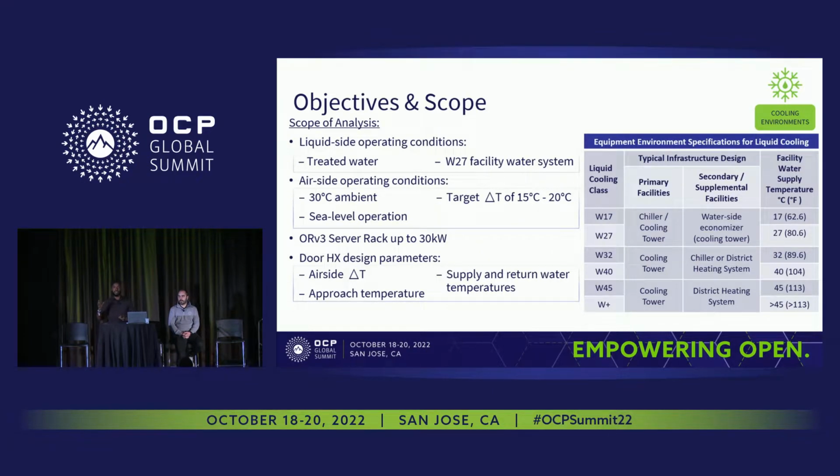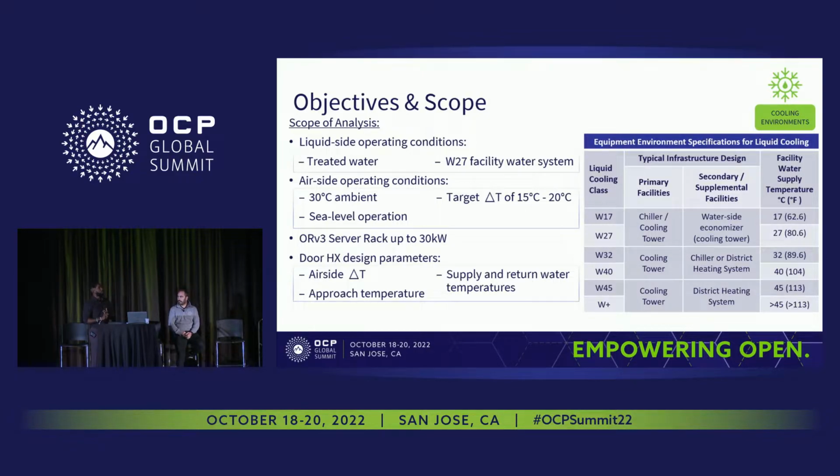In terms of the scope of analysis, on the liquid side, we considered a treated water system at a W27, and I'll get to that after. And on the air side, we considered 30 degrees ambient at sea level operation with a target delta T of 15 to 20 degrees Celsius. Of course, we considered an OpenRack v3 server operating at 30 kilowatts. And in terms of the door heat exchanger design parameters, we looked at airside delta T's, the supply and return water temperatures, and the approach temperatures.